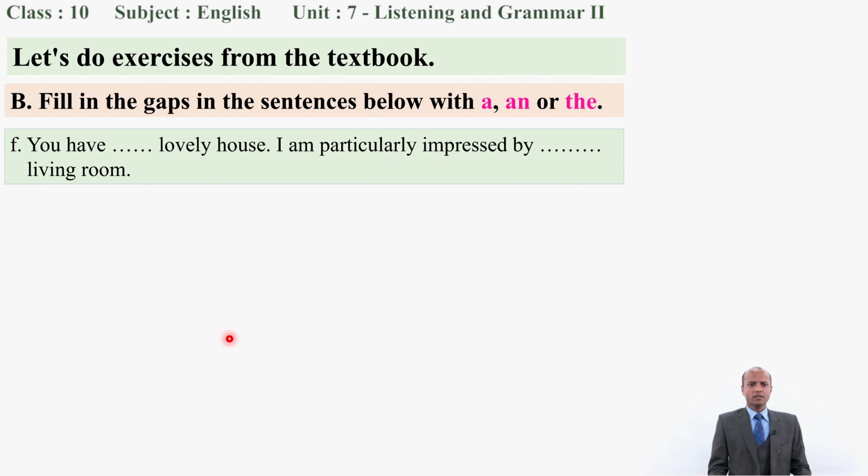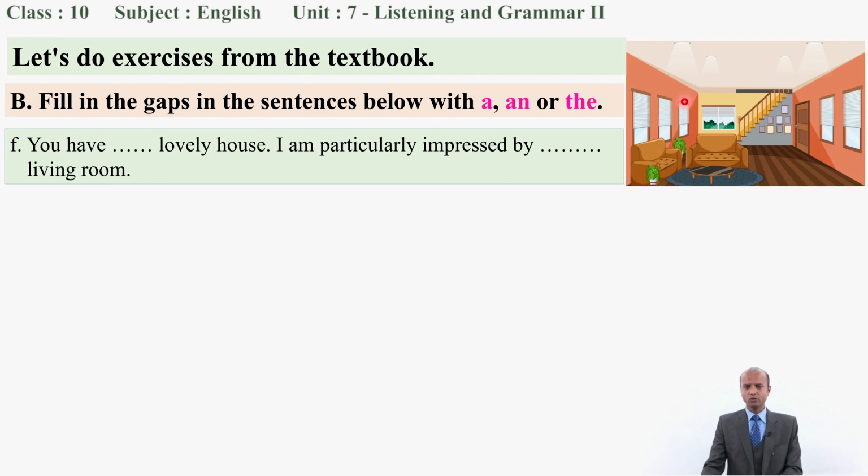Okay, next sentence. You have a lovely house. I'm particularly impressed by the living room. Please, you have to fill in two articles there. What should be there? Very good. A lovely house. Wow, wonderful. Look at the picture here. A lovely house. Good. And what should be there?